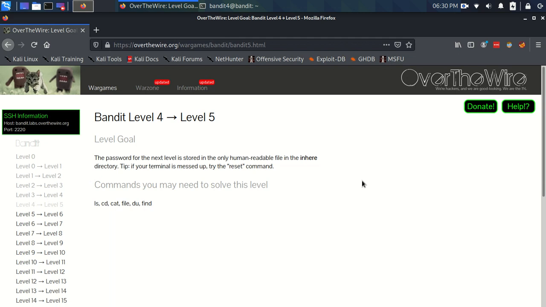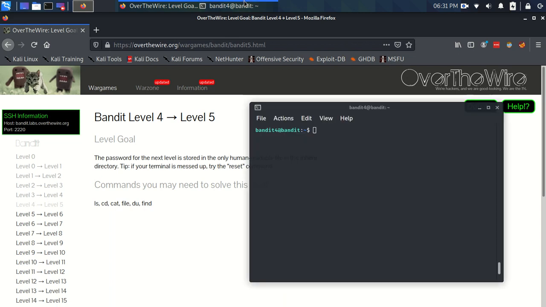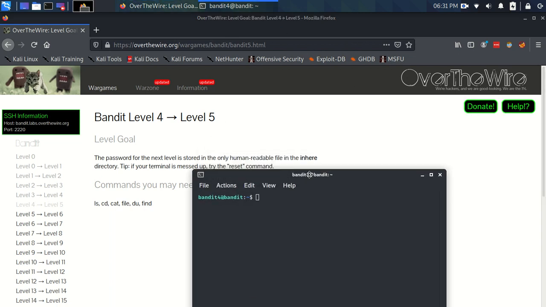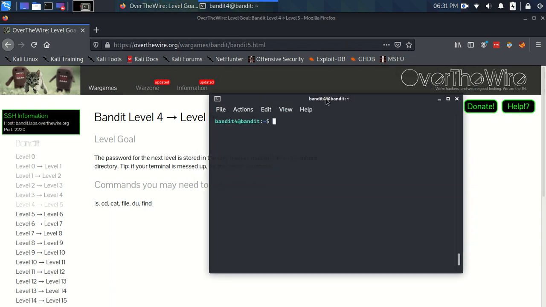Okay everyone, so let's give Bandit level 4 to level 5 a go. The level goal is that the password for the next level is stored in the only human readable file in the inhere directory. Tip, if your terminal is messed up, try the reset command. So the only human readable file, that's interesting, but I don't think we need to think about that just yet. Let's first get to the inhere directory and see what we've got there.